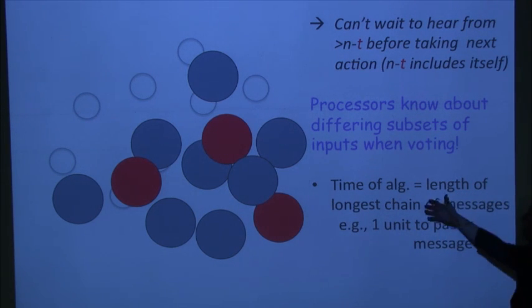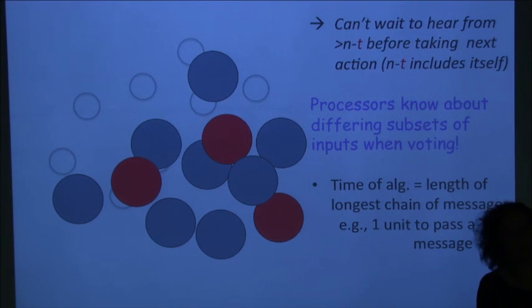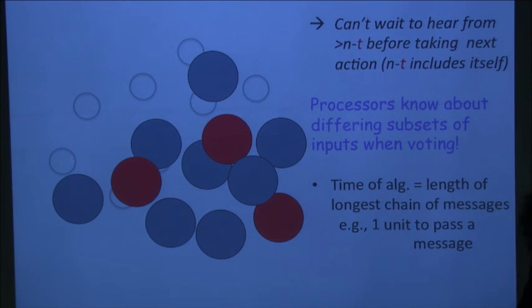Now, in the asynchronous model, you might ask how you measure time. One way to describe it is the length of the longest chain of messages. Like A sends to B, and then C is waiting to hear from B after B received A. So there's a chain of messages, and you can measure time by that. Another way to think about it is the longest delay of a message is 1 unit, and if you add up the units, that would be the time.